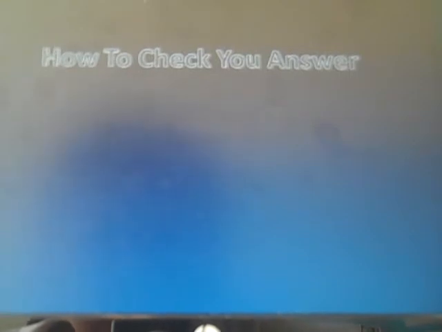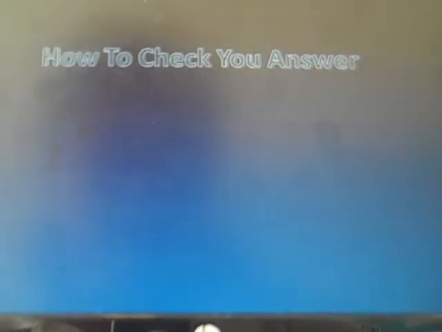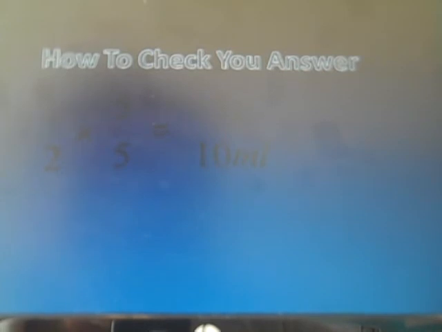How to check your answer? Your answer was 1/2. What you have to do is times it by what you divided in the first problem, which was 5. So you times it by 5. And what you will get is 5 grams over 10 milliliters, because 1 times 5 equals 5 grams, and 2 times 5 equals 10 milliliters.